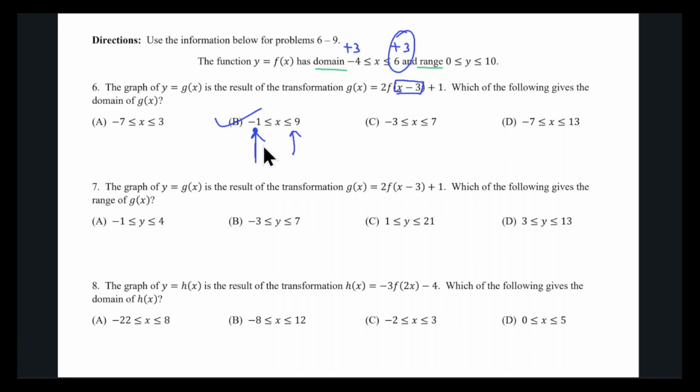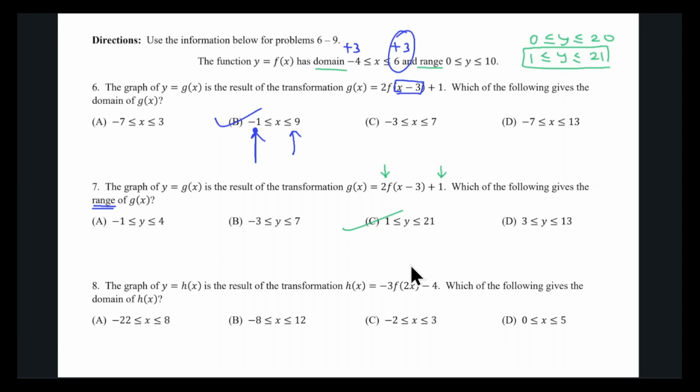That's the domain. And likewise, they are asking for the range as well of the same question. Remember that range depends on the vertical transformations. The first vertical transformation I see is a vertical dilation by a factor of 2, and then vertically going up by 1. So in the range, just multiply 2 on both the sides. So it will be 0 ≤ y ≤ 20. And then you add 1 on all the sides. So it will be 1 ≤ y ≤ 21. So that's going to be our new range, which is 1 to 21, which is option C.